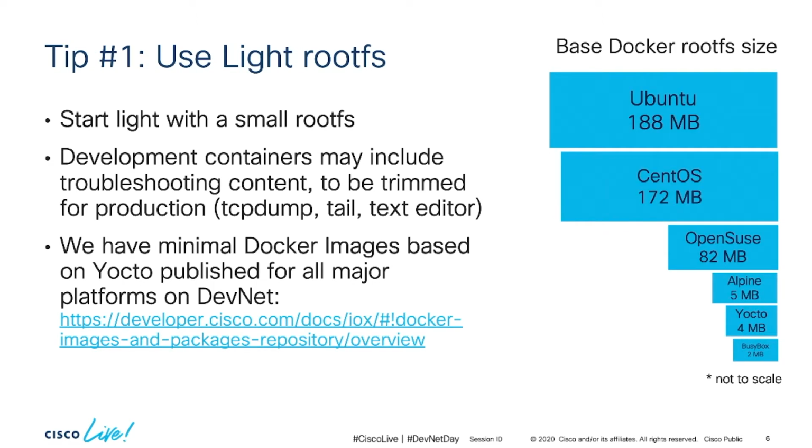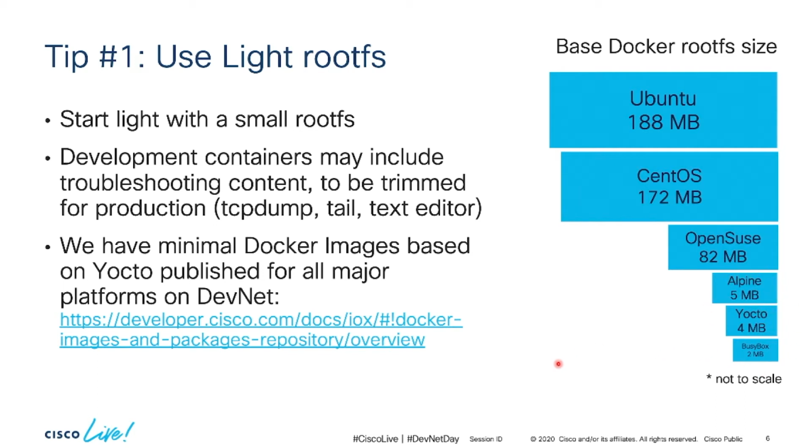So there are a couple of ways to avoid that. Tip number 1, always start with a light root FS. I see many people starting containers with Ubuntu because they're already familiar with Ubuntu as an operating system. But as you can see, Ubuntu weighs 188 megabytes for the base root FS. So without even doing anything, you have a big container. As opposed to the complete opposite of the spectrum, which is BusyBox, Yocto Linux, and Alpine, which are 3 very good options for Docker. These ones weigh less than 5 meg.